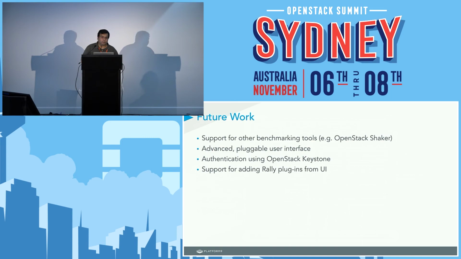As you saw, the UI is pretty minimalistic right now. We want to improve that as well. Also, this is not behind any authentication right now. And we want to have authentication via Keystone, the standard OpenStack one. Also, Rally has embedded support for plugins, where you can specify your own formats and run specific tests on your cloud. We want to add support for that in the UI as well.